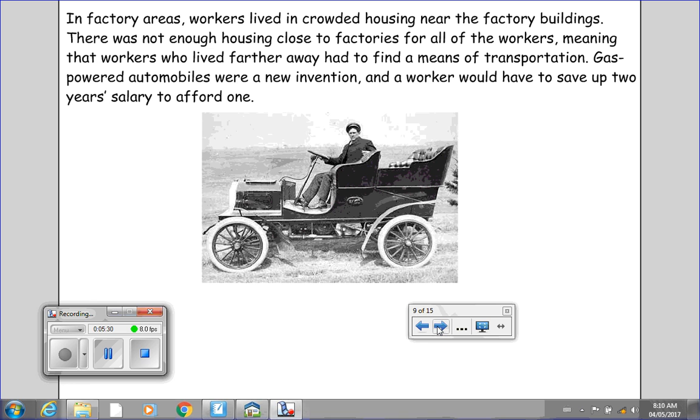In factory areas, workers lived in crowded housing near the factory buildings. There was not enough housing close to factories for all of the workers, meaning that workers who lived farther away had to find a means of transportation. Gas-powered automobiles were a new invention, and a worker would have to save up 2 years' salary to afford one.